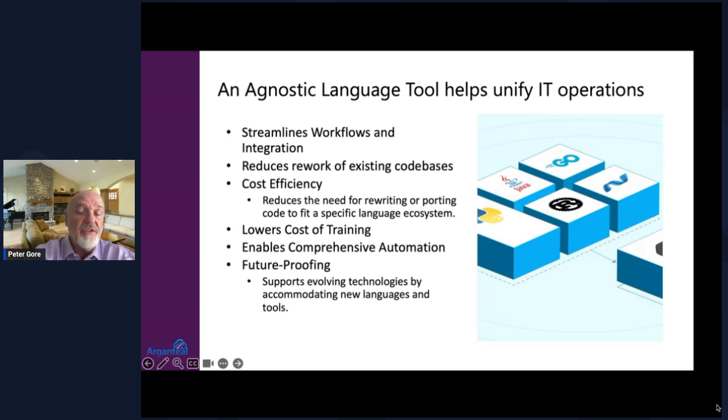Obviously, that's going to drive cost efficiency if I can rework the existing base, but it also reduces my cost of training. I don't have to tell hundreds, if not thousands of people that they now have to learn this new language because it's the one we have decided on. And also, if we have an agnostic platform, again, we talk about future proofing, right? Automation and orchestration is constantly evolving with the introduction of AI. It's definitely evolving faster and faster. And so an agnostic language toolset should be very much part of your infrastructure platform that you want to think about.